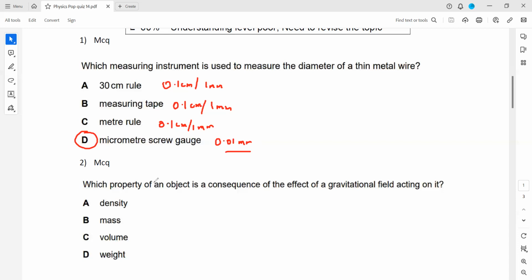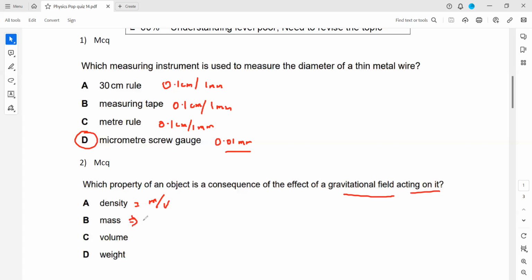In question 2, which property of an object is a consequence of effect of the gravitational field acting on it? Like because of the gravity or gravitational force, what the object will have? It will have density. No, density is mass present in a unit volume. Because of the mass and volume, the object will have density.